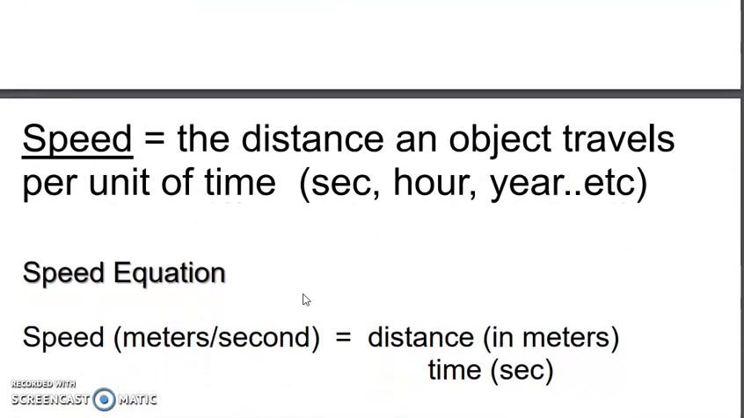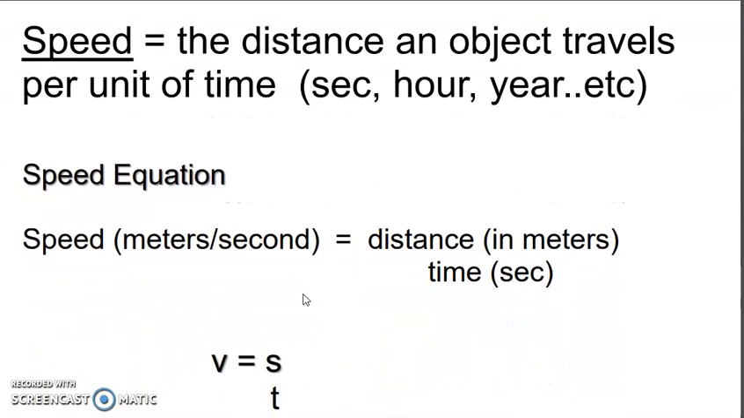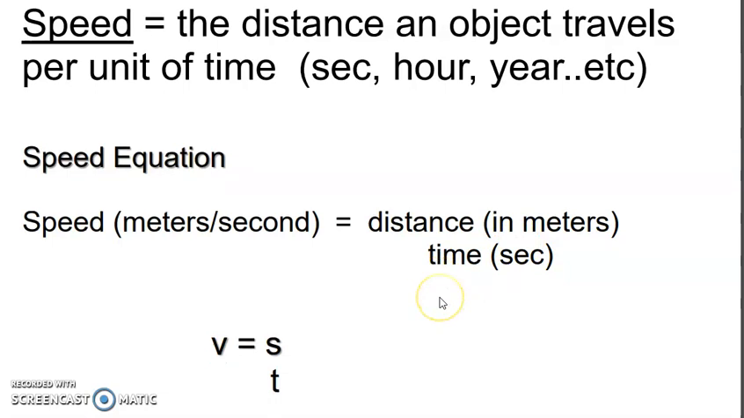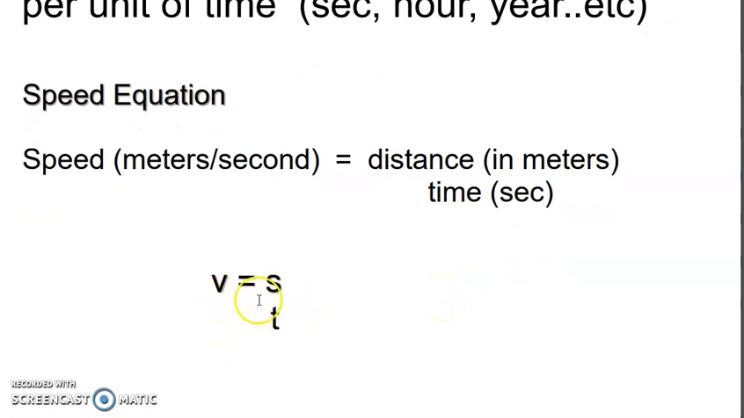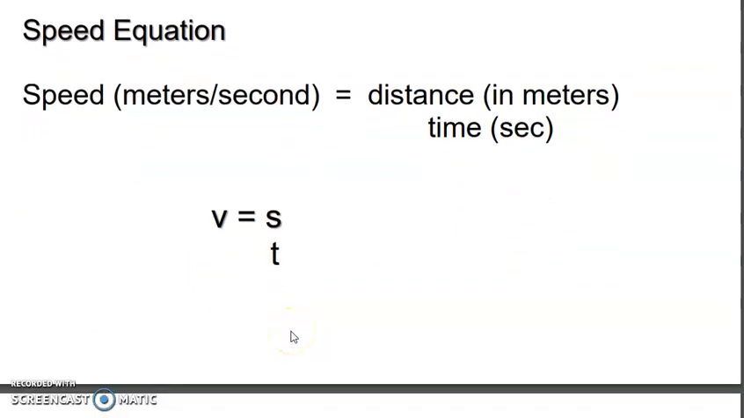Moving on, let's look into the formula or the definition of speed. Speed is the distance an object travels per unit of time. For example, it could be per second, hour, year, etc. So the speed equation will be speed, which is in meters per second, equals distance, which is in meters, over time, which is in seconds. So V is equivalent to S over T.